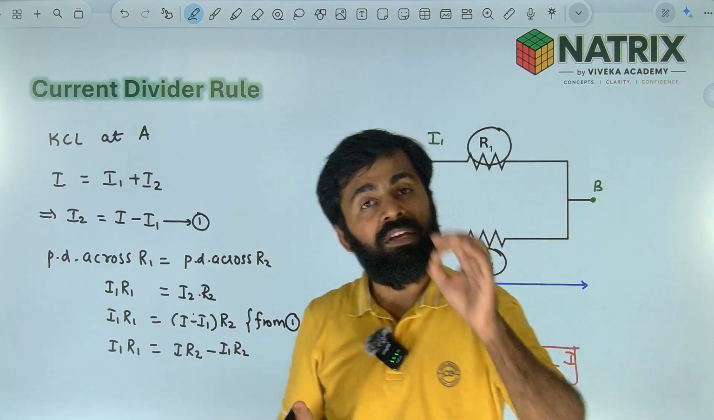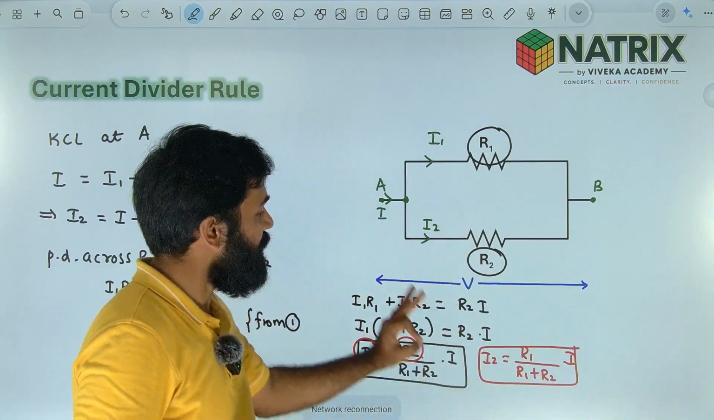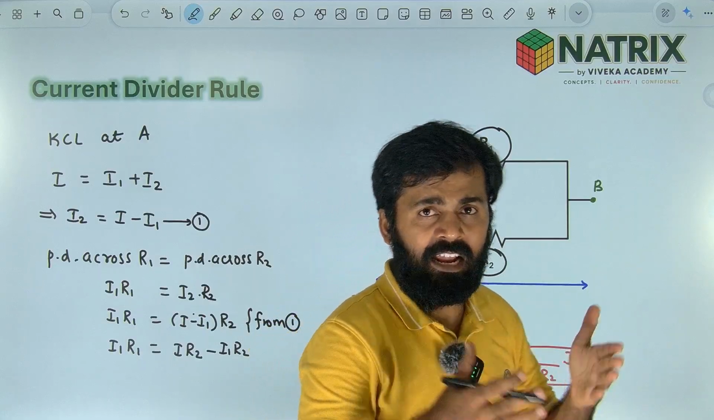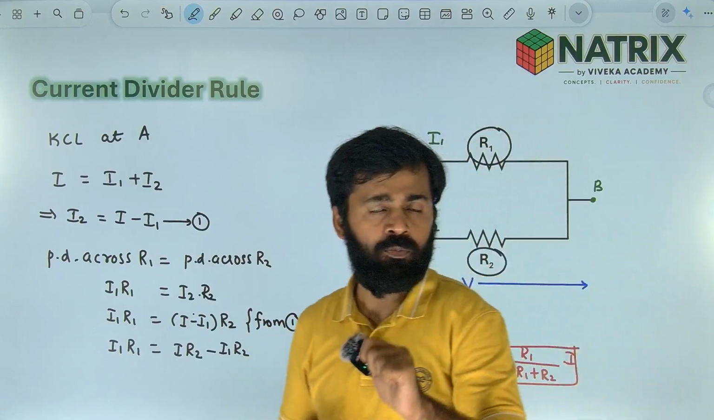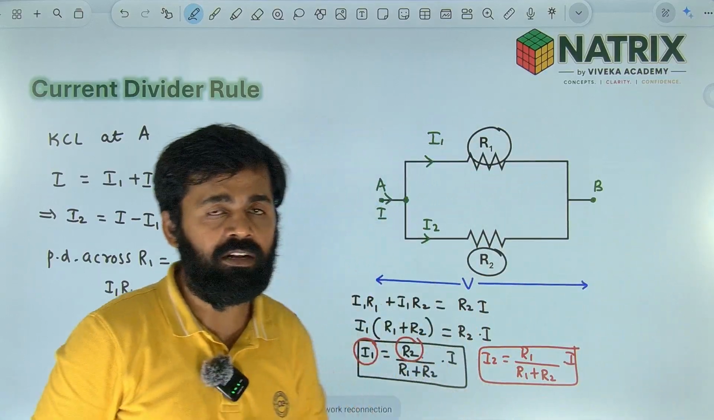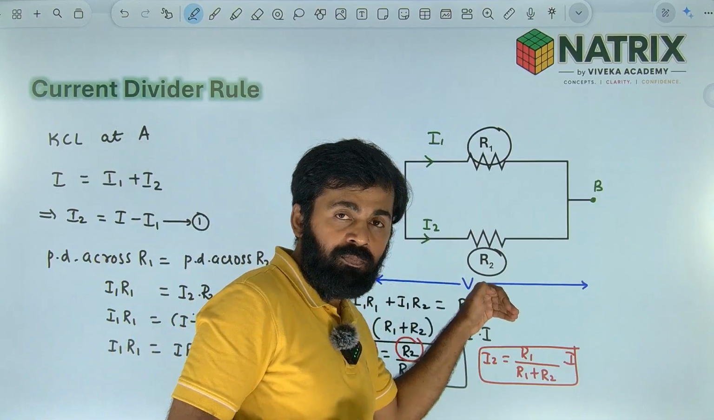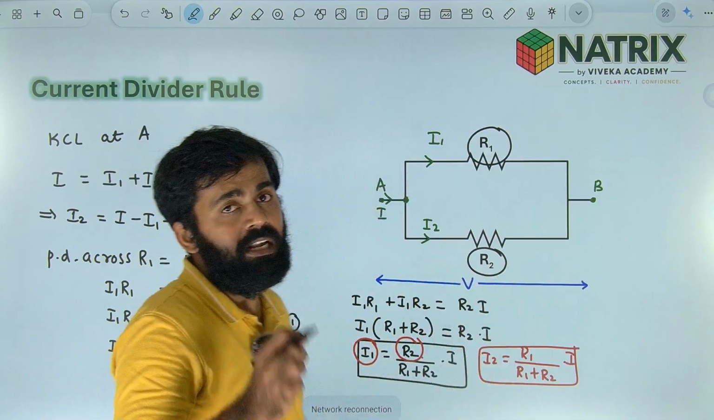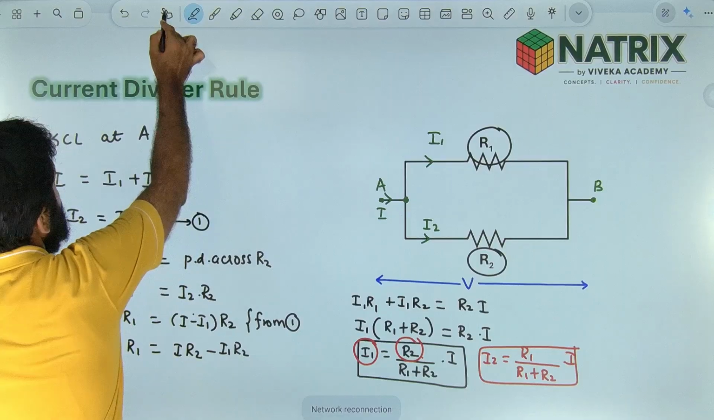I1 and I2. That's one method. Directly by substituting the values, I can find the values of I1 and I2. Or there is one more method, which is nothing but the ratio method. Using both the methods, let's solve one problem.